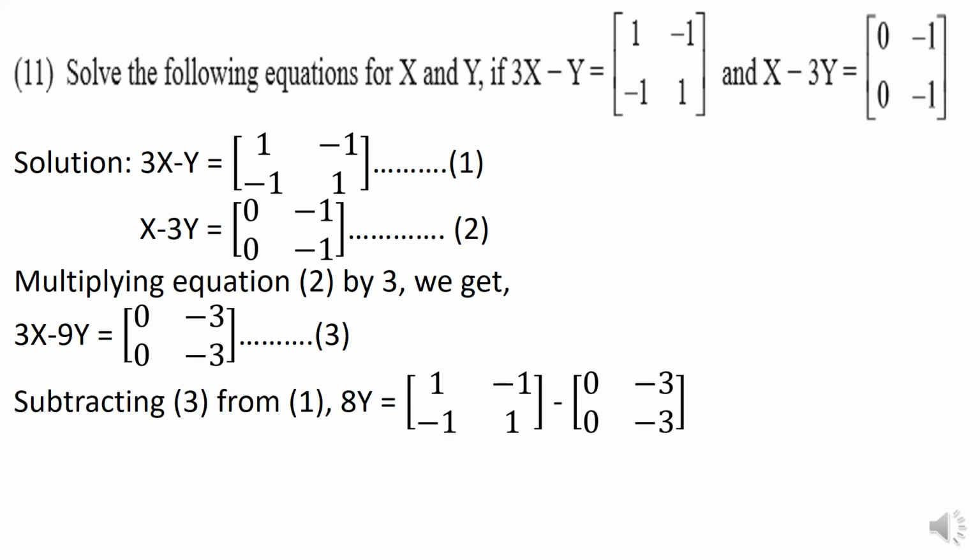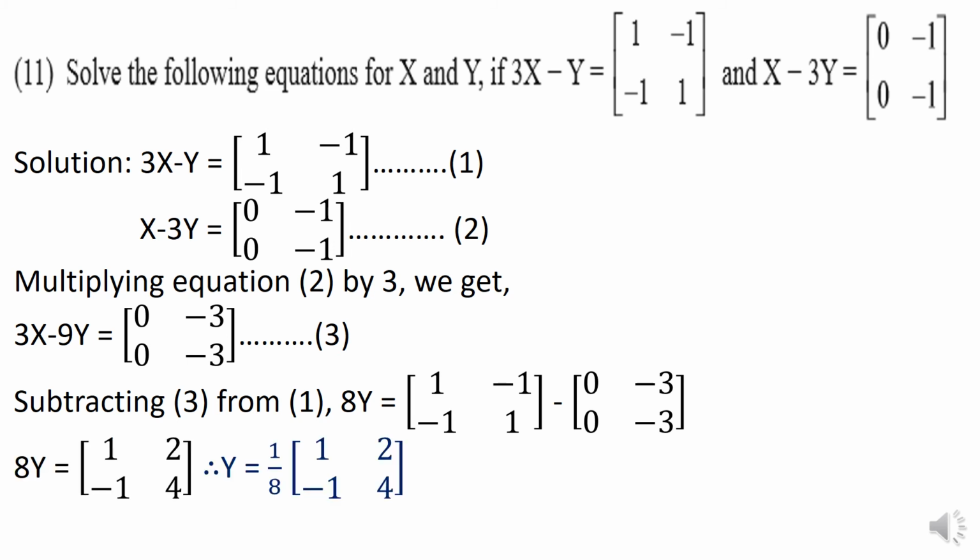Now we observe that in equation 3 and equation 1, the coefficient for x is the same, that is both are 3x. So we can eliminate x by subtracting 3 from 1. By subtracting 3 from 1, the x coefficient goes away, and the y coefficient becomes 8y. So 8y is equal to the corresponding matrices subtracted, and we get 8y is equal to [1, 2; -1, 4]. Thus y is equal to, 8 comes on the RHS and becomes 1 upon 8. So 1 upon 8 into the answer matrix.